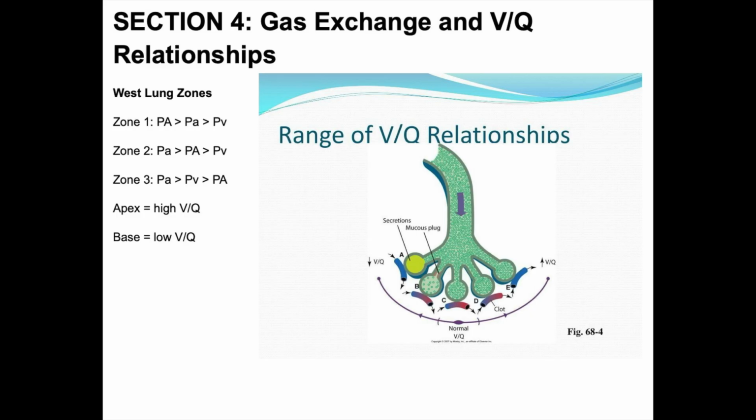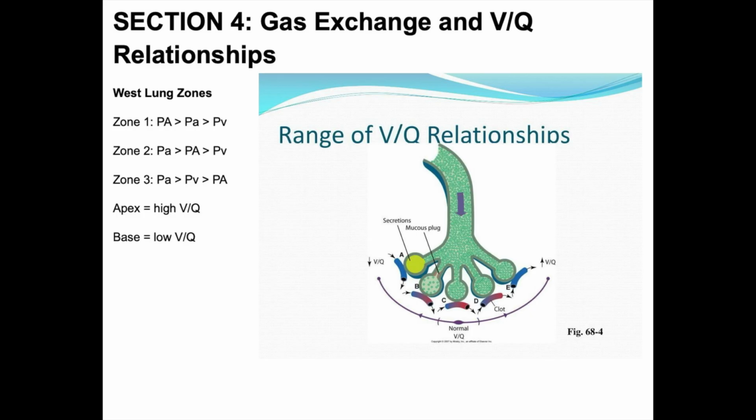Because gravity increases perfusion towards the base of the lung, the apex has relatively less perfusion compared to ventilation. That means high VQ at the apex. Okay, now keep in mind, perfusion is different than ventilation. Just keep that in mind, because you'll see that different parts of the lung are higher in perfusion, whereas some are lower in perfusion, some are higher in ventilation, whereas some are lower in ventilation. Just keep that in mind.